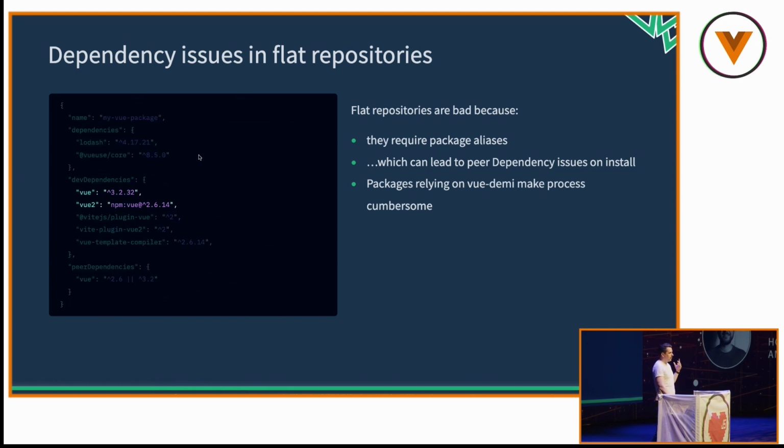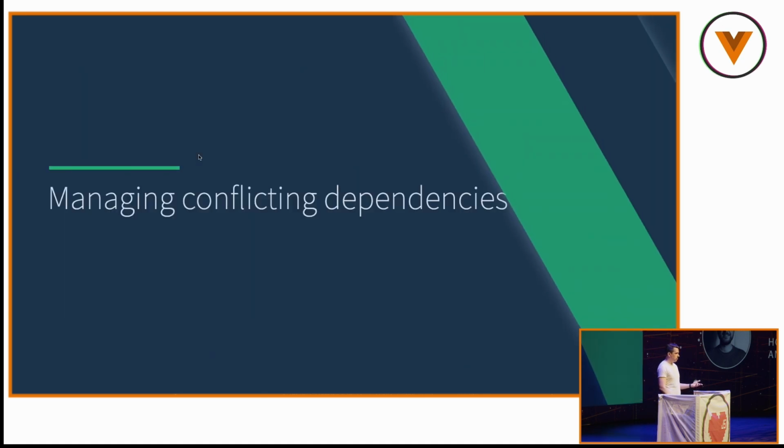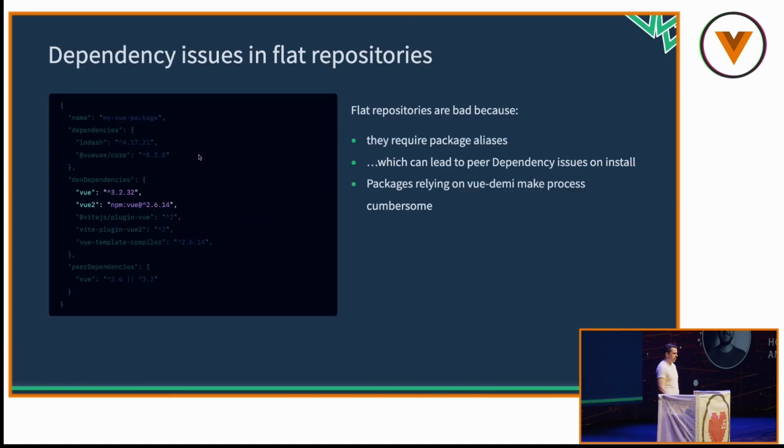Because first of all, you need both Vue versions, so you have to rename one of them with a package alias. But then you might have a package like Vue core, which works with both versions, but it looks at the version of the package called Vue to know which export to give you, and that is always version 3, because version 2 is called Vue 2. So there's the first stumbling block that you will come across.